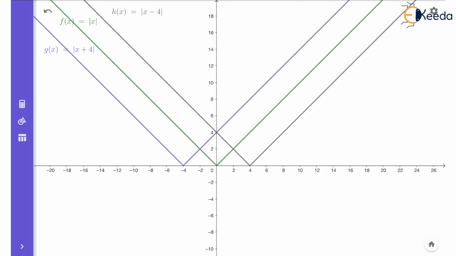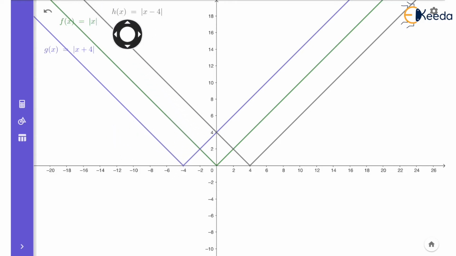Trying to understand what happens when we put mod x and mod of x minus 4 or mod of x plus 4. So what happens is when you put mod of x, we have it symmetric about the y-axis, whereas when we put y equal to mod of x plus 4, in that case it will shift to the left side, that is, the symmetry will be at x equal to minus 4 now, from where we can see that the graph will be moving to the left and right.